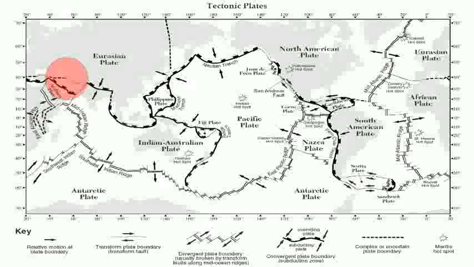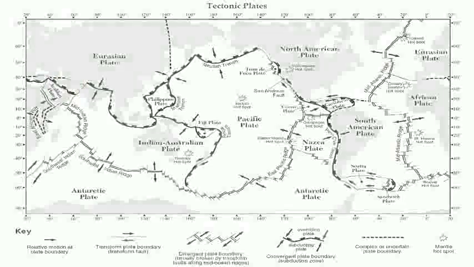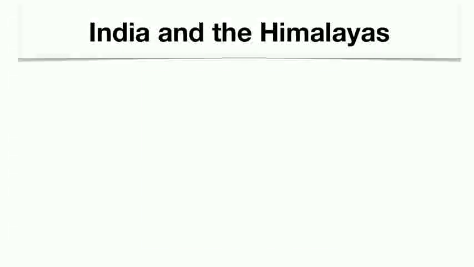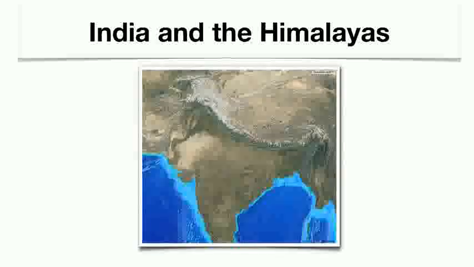You also have another location here with the Arabian plate crashing up into the Eurasian plate. You have a small mountain range called the Zagros Mountains at that location. And here's India and the Himalayas. Beautiful shot of the Himalayan mountain range.